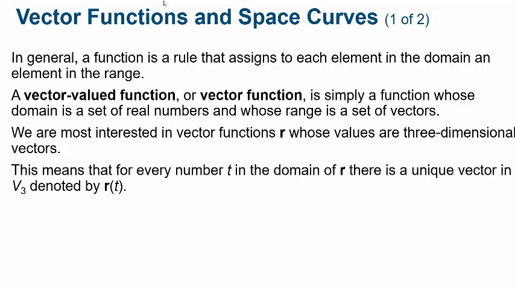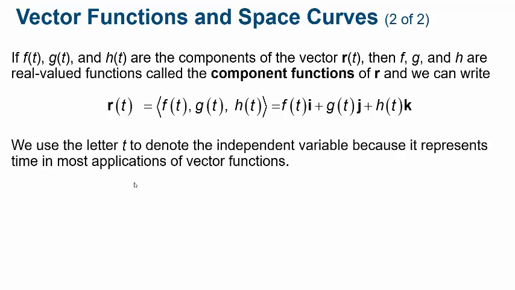This means that for every real number t that's in the domain of this vector r, there is a unique vector in three dimensions denoted by r of t. So the vector r is a function of t. When you see a bolded letter followed by a t, this is telling us it's a vector valued function. We have these components, f of t, g of t, and h of t, which are the components of the vector r of t. Then f, g, and h are real valued functions, and they're called the component functions of r.